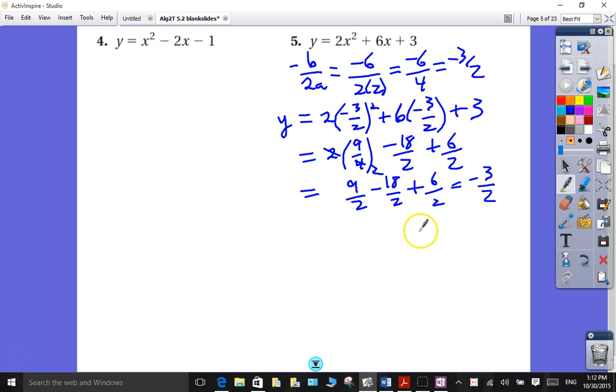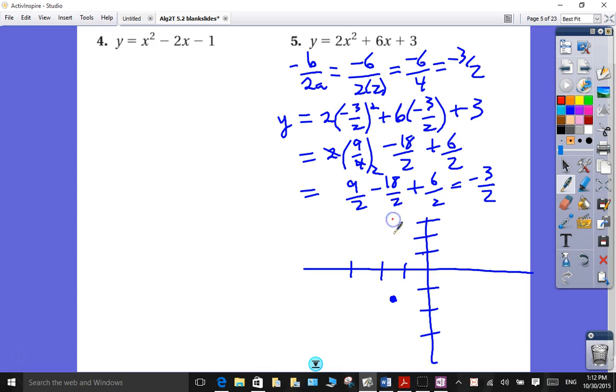So on my graph, if I'm at negative 3 halves, that means I want to be in the third quadrant. Negative 3 halves would be about right there. Do we agree? Negative 1.5, negative 1.5. Okay, draw the axis of symmetry.